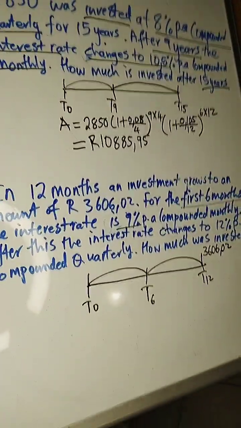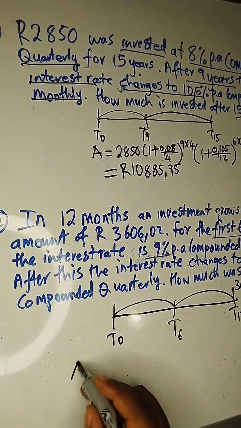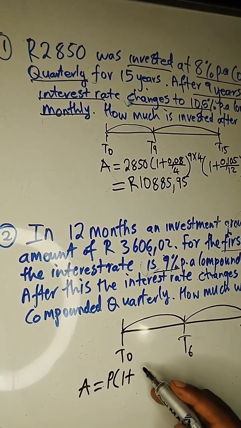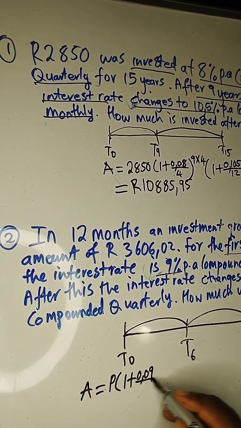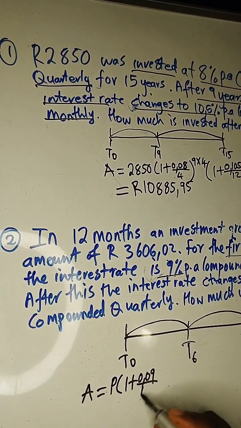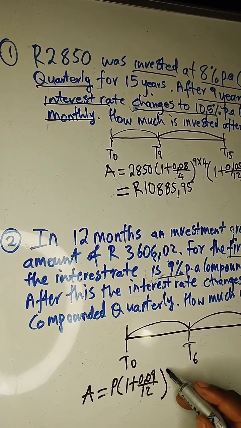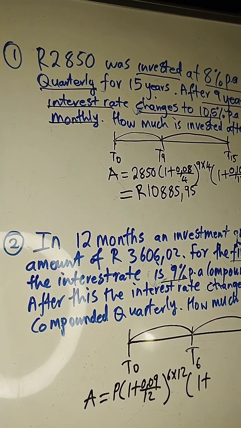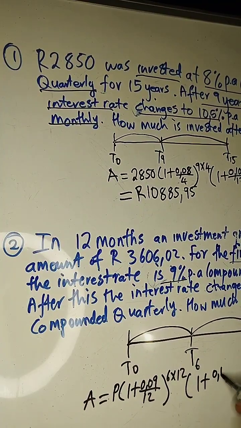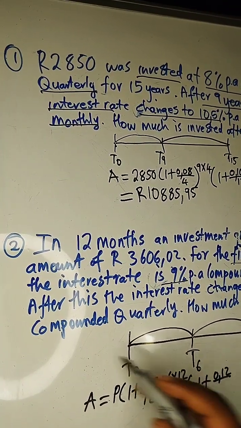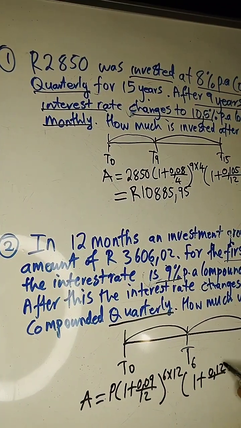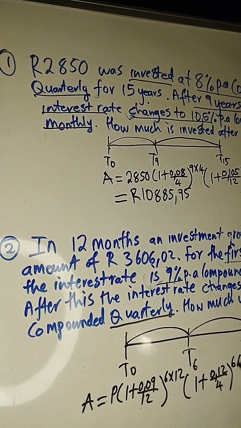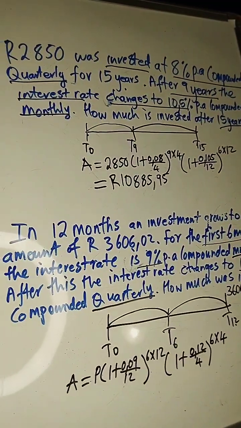Since we are looking for P, let's try and calculate P. So A is equal to P into 1 plus the first one, 0.09 compounded monthly, that means over 12, exponent 6 times 12, into 1 plus the second one, 0.12 compounded quarterly, all over 4, all raised to 12 minus 6, which is 6 times 4. That is what we are having first.